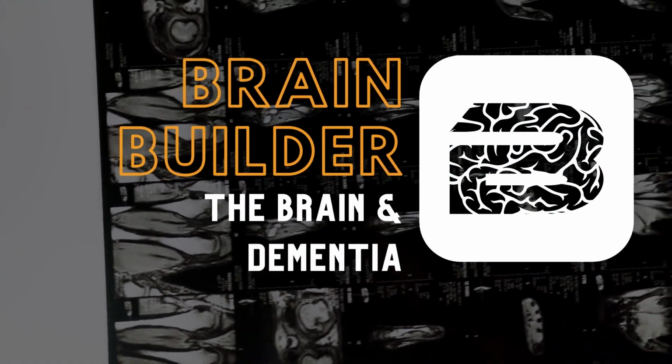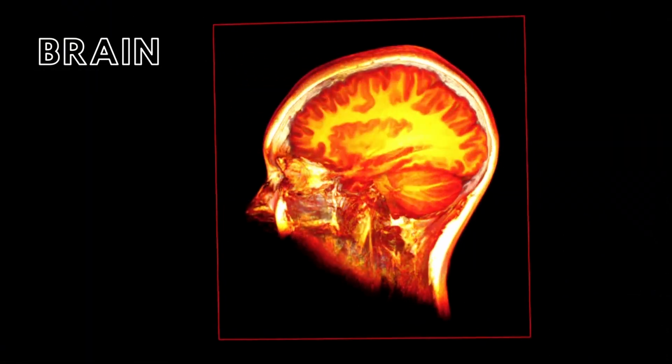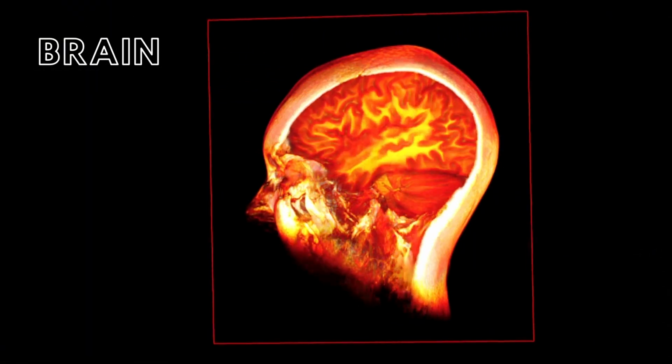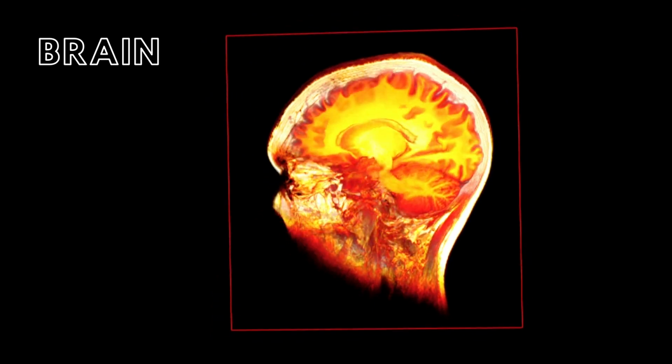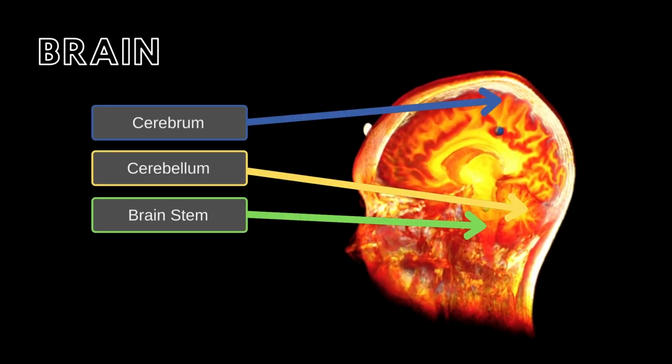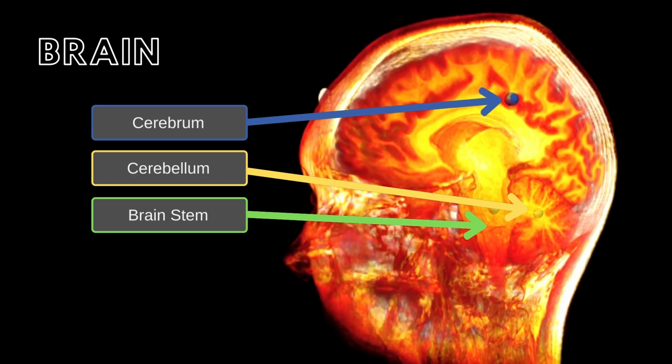Today, we are going to look at a BodyViz brain builder about the brain and dementia. The brain is a very complex structure, containing approximately 20 billion neurons, which allow it to perform an amazing number of functions. The brain consists of 3 subdivisions: the cerebrum, the cerebellum, and the brainstem.